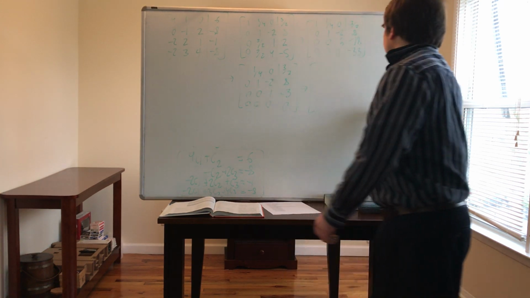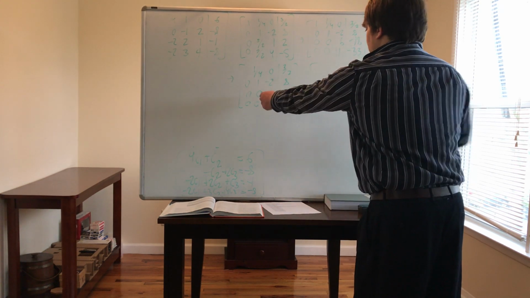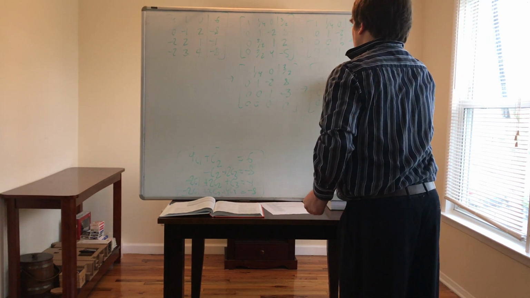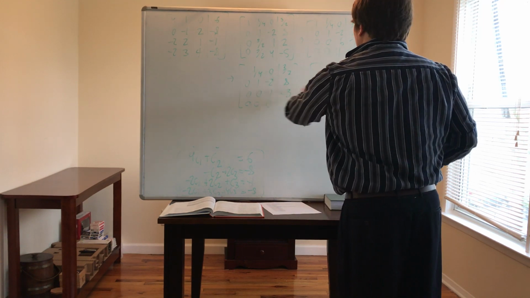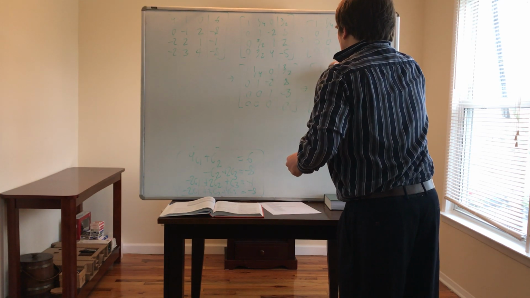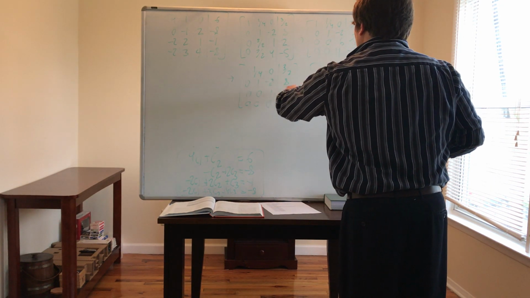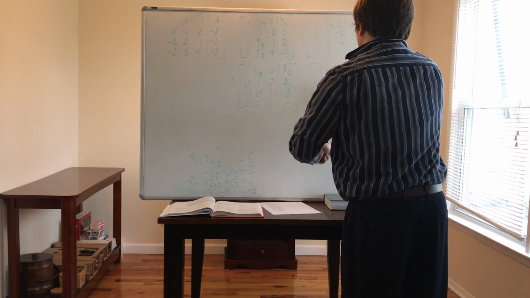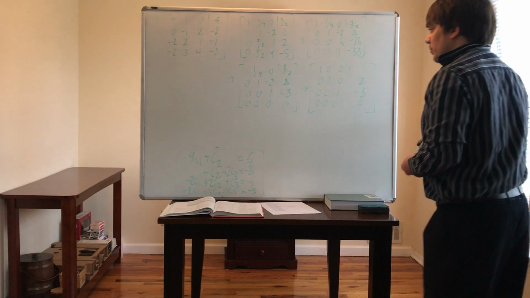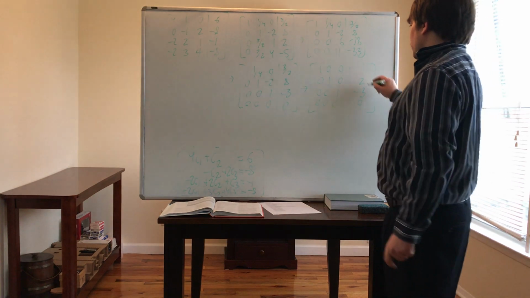And then this row is going to stay, I'm going to take 2 times this row and add to that one. After I do that, I'm going to take negative 1/4 times this row and add to that one. So I'm doing Gauss-Jordan elimination. Okay, so negative 1/4, negative 1/4, negative 1/2 plus 3/2 is 1.